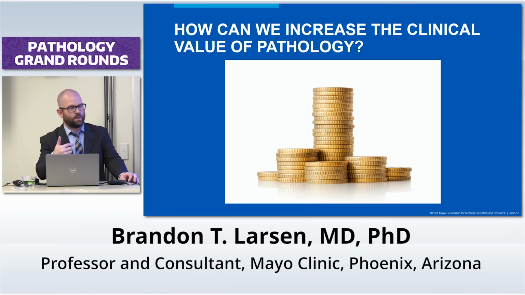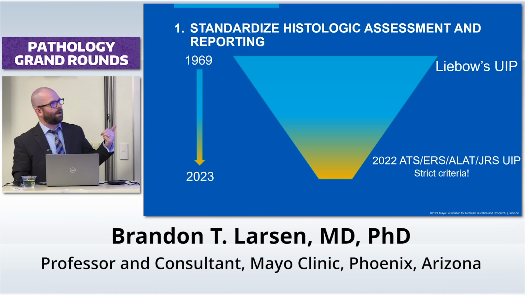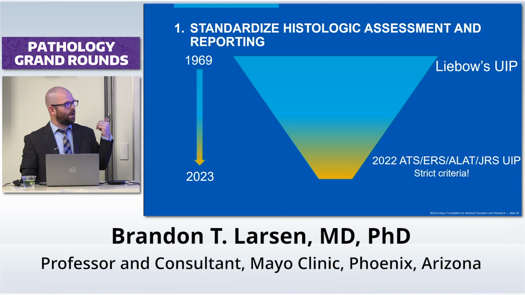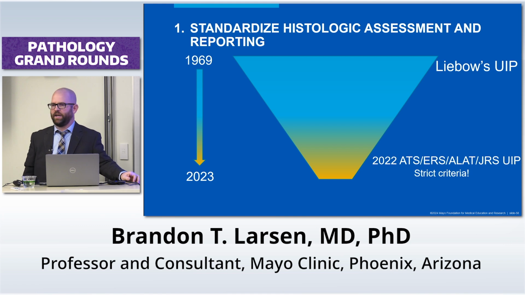So I think there's a few things that we can do to increase the clinical value of pathology in lung specifically. First of all, we have a problem with standardization. The UIP that was originally proposed in 1969 by Averill Liebow, arguably the grandfather of pulmonary pathology, compared to the UIP that is codified in the 2022 consensus criteria, I should change this to say 2024 now, has really undergone a change and an evolution in how we think about what UIP is, the pattern or the pathology falling into that spectrum of findings, and it has narrowed considerably.